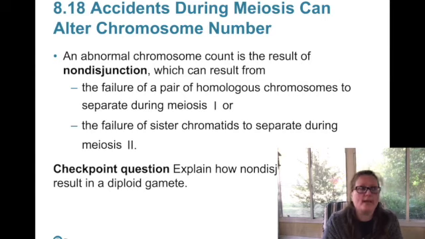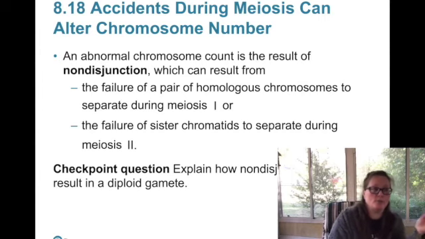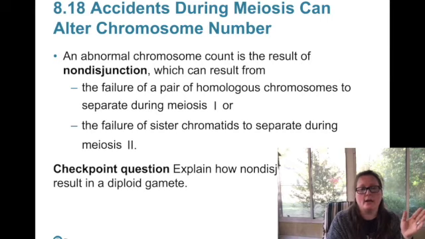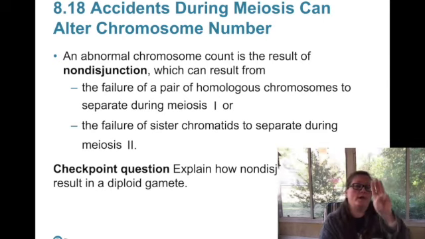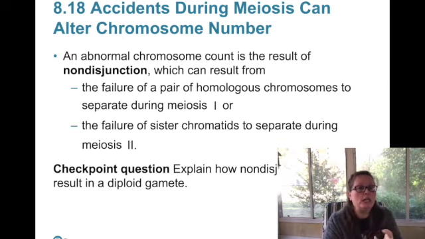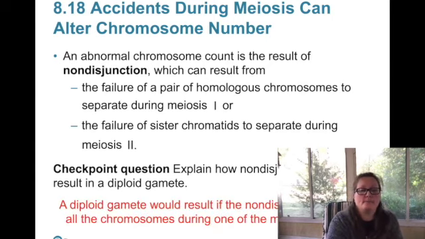In class, when I was talking about it, I said if it does not separate properly, it's non-disjunction. And non-disjunction means too many chromosomes go here, not enough go there. So you might have something called trisomy, which means you have three instead of two of a certain chromosome. If you have 23 from mom and 23 from dad and you have 46 chromosomes, that means you are supposed to have two of each of the chromosomes. So if you have three of one chromosome, something went wrong. So that's what this checkpoint is about.